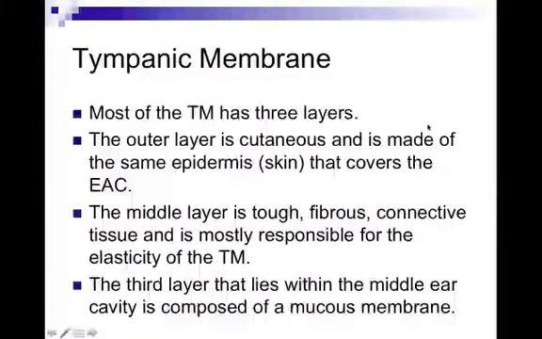The tympanic membrane has 3 layers. The outer layer, towards the external ear, is cutaneous. It's covered by the same epidermis as the skin of the external auditory canal. The middle layer gives stiffness and structure to the tympanic membrane. It's made up of a tough fibrous connective tissue, and it's what results in the elasticity of the tympanic membrane. The third layer, the innermost layer, is continuous with the membranes of the middle ear. It's a mucous membrane and it's moist.